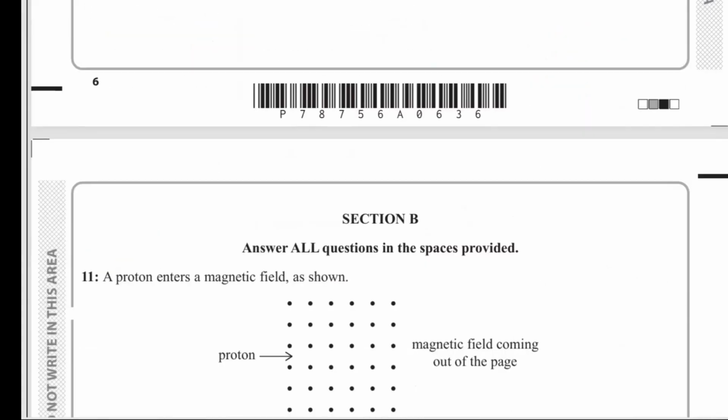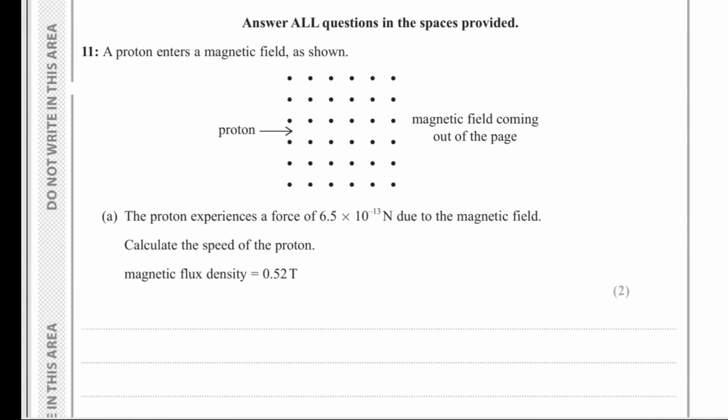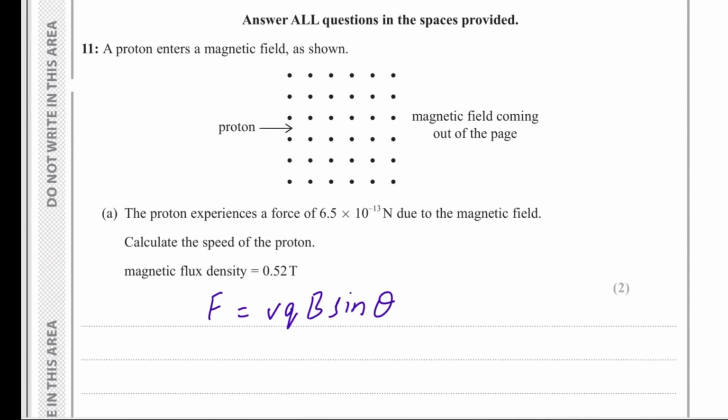Now we're going to get to the questions. In question number 11, you have a proton entering the magnetic field as shown, something like this. The proton experiences a force. You've got the force as well. And we need to calculate the speed of the proton, and you've got the magnetic flux density as well. The force acting on a charge inside a magnetic field is given by V Q B sine theta. I'm going to plug in the values.